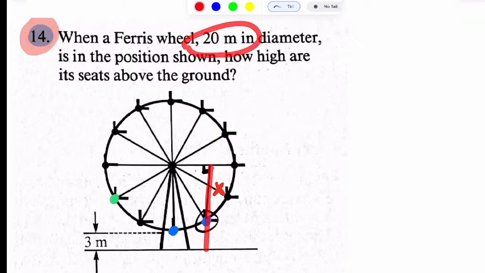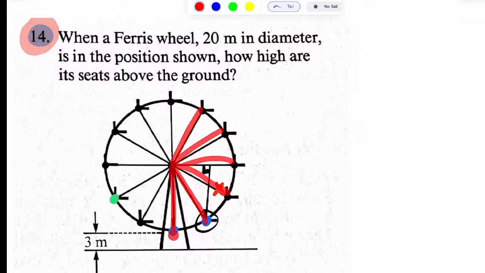Well, the diameter of the circle is 20. So all of these are 10 apiece: 10, 10, 10, 10. So that means the distance from here to here is 10, and this is 3. So 10 plus 3 is 13. So I know the distance from here to here is 13. If I can find the distance from here to here and subtract them, I'll also have my answer.